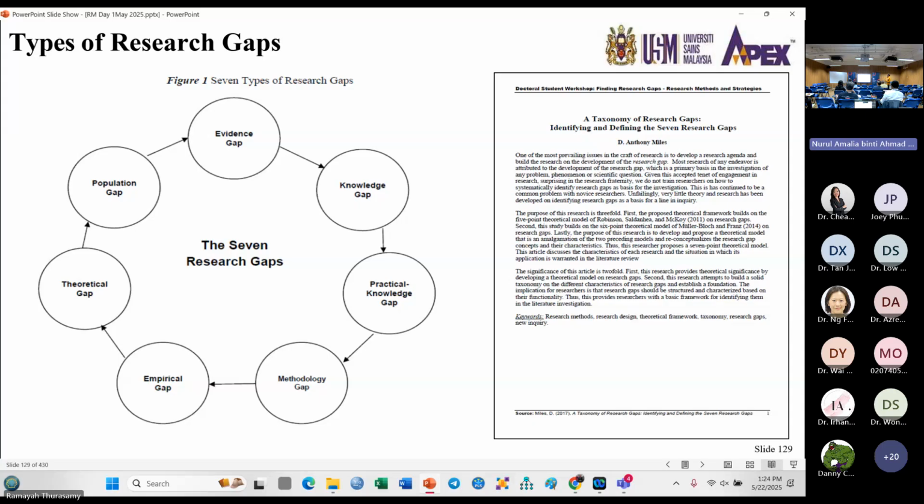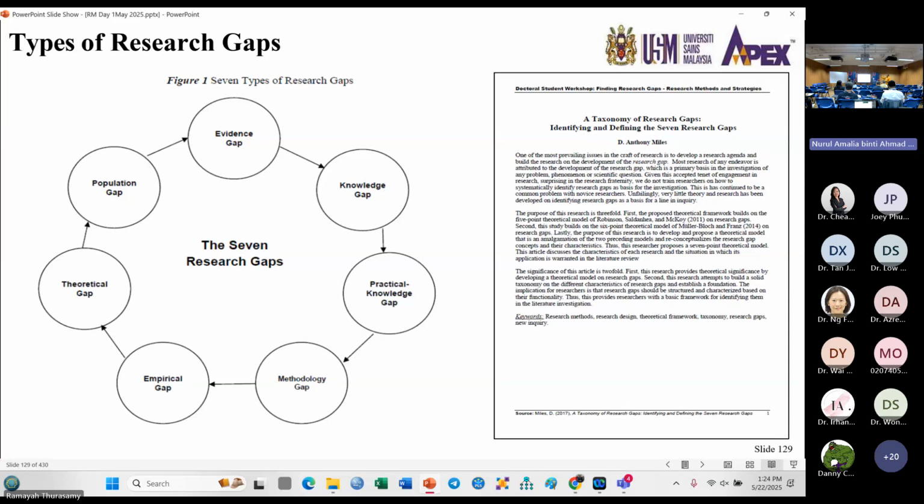Different gaps. Some of the gaps will overlap, but for those who are doing a PhD, you will focus on the theoretical gap. The theoretical gap, that's the most important for a PhD. But when you're writing a paper, you can focus on any of these gaps. Writing a paper and writing a PhD are different.